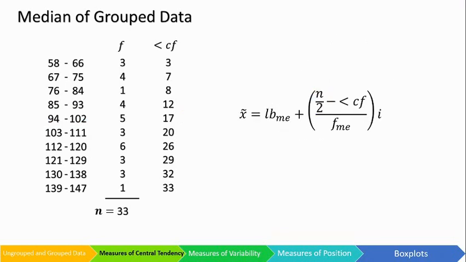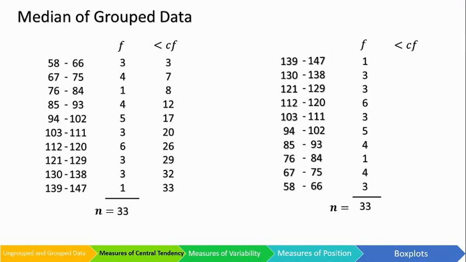Now, two things to remember in computing for the median of a group data. First, you always begin with n over 2, as this will lead you to all of the other values. And second, be mindful of how the classes are arranged. When arranged in descending order, just like the one on the right, the less than CF column is constructed from the bottom going up, which should always end with a value equal to n.